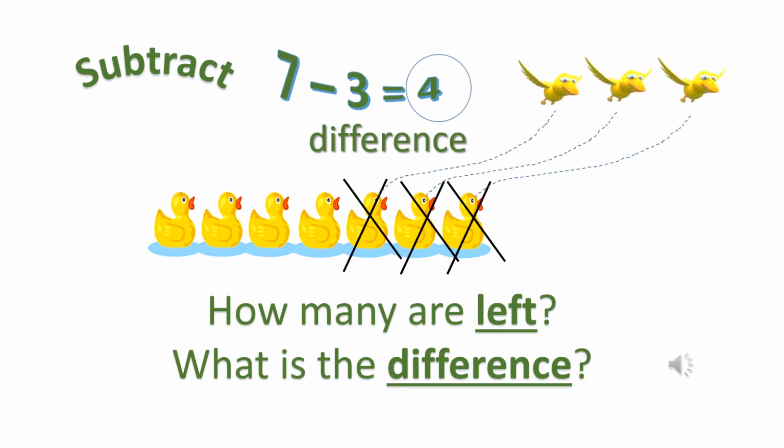Here is an example of a subtraction word problem. There are 7 ducks in a pond. 3 take off and leave. How many ducks are there now? How many ducks are left? What is the difference in the ducks that started and the ducks that ended up in the pond?